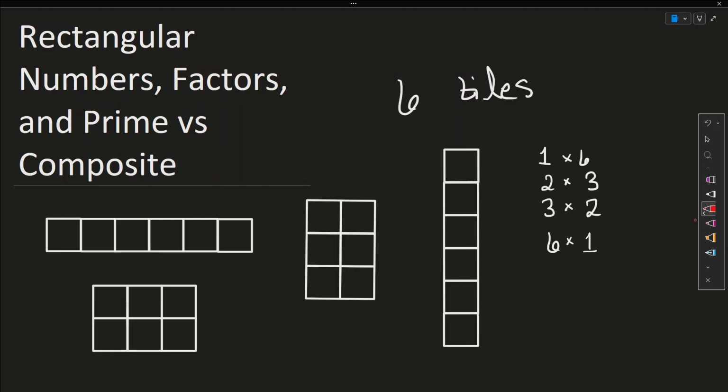Note that some people would group these into factor pairs. 1 and 6 are together, and 2 and 3 are together. But when we think about arrays with orientation, 2 by 3s and 3 by 2s can look different, so both must be shown visually.